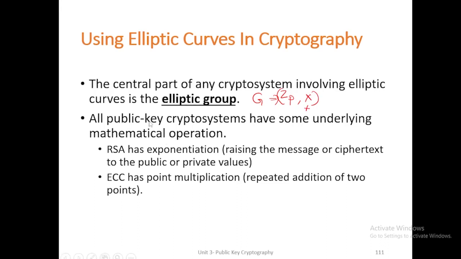For all public key crypto systems, we should use some mathematical operations. We are aware that three different public key crypto system algorithms are available. One is RSA, second one is Elgamal crypto system, and third one is elliptic curve crypto system. If you take RSA and Elgamal, the encryption and decryption are implemented based upon the exponentiation mechanism. So we should do exponentiation operation for implementing encryption and decryption in RSA and also in the Elgamal system.